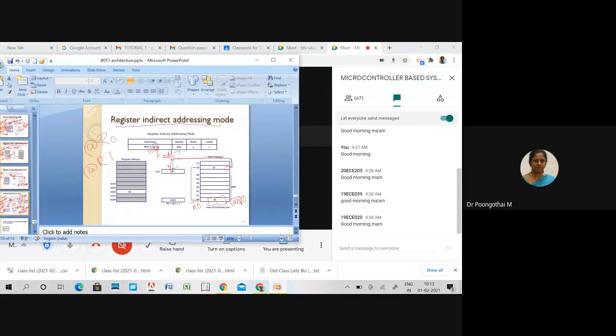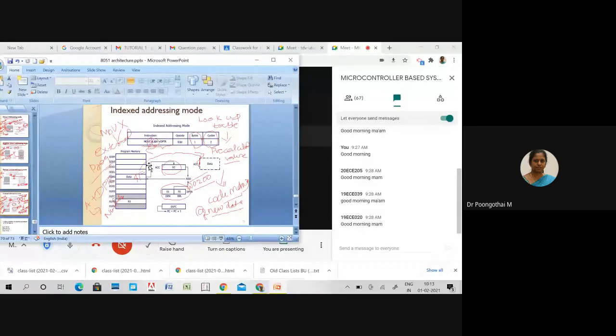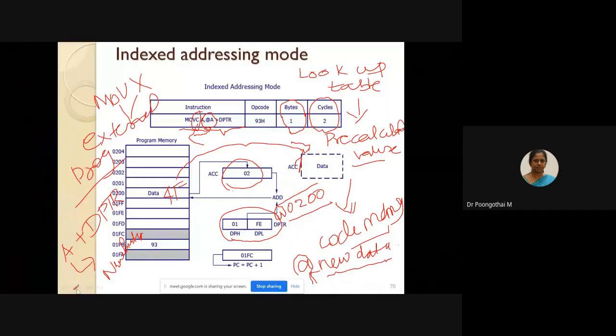And in indexed addressing mode, DPTR holds a particular 16-bit value. That value is added with the accumulator, and a new address will be calculated. The content of the new address is transferred to the accumulator. So it's mainly used in lookup table applications. And another instruction is also available for this case. Please note it down.